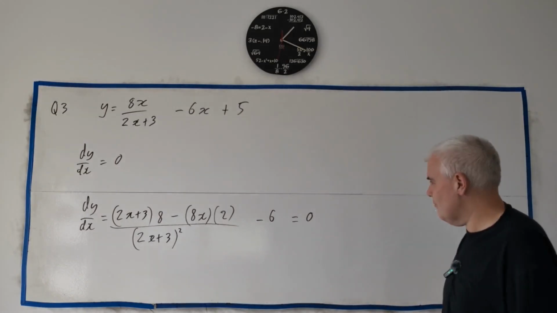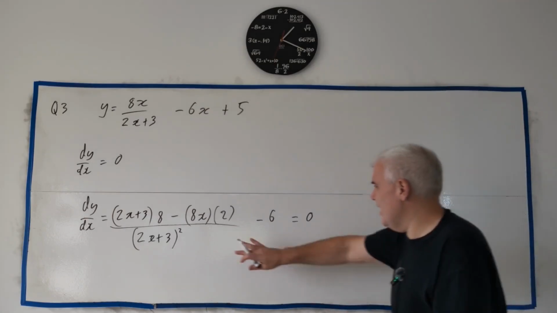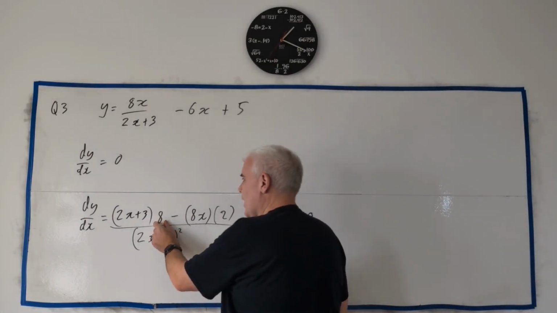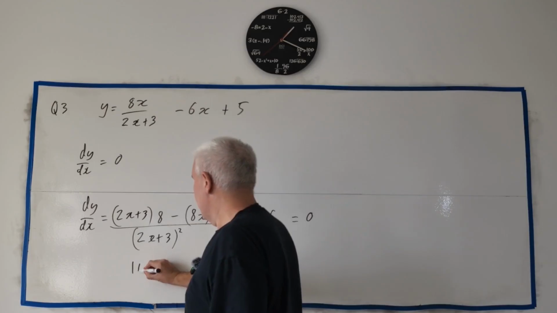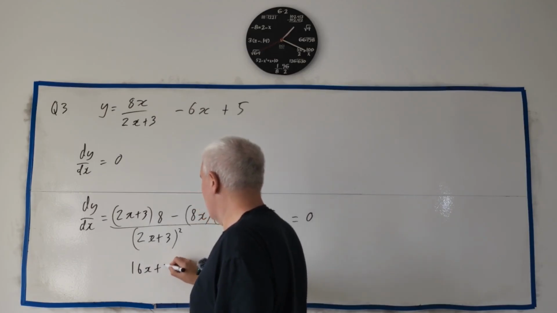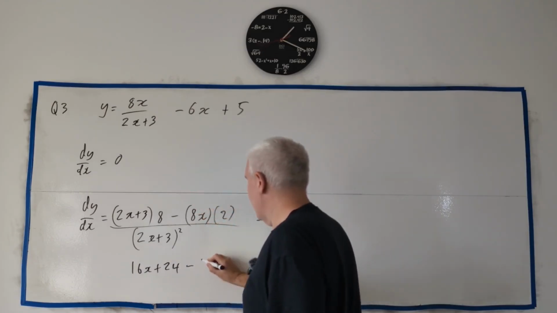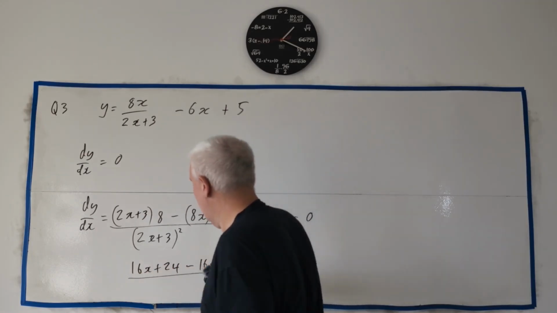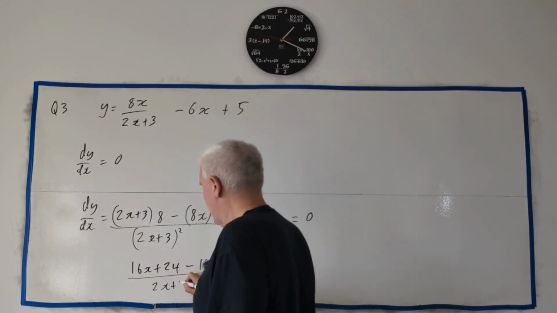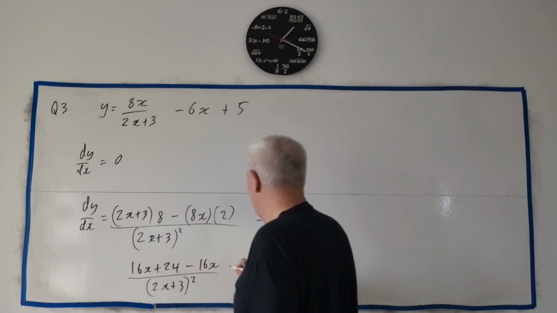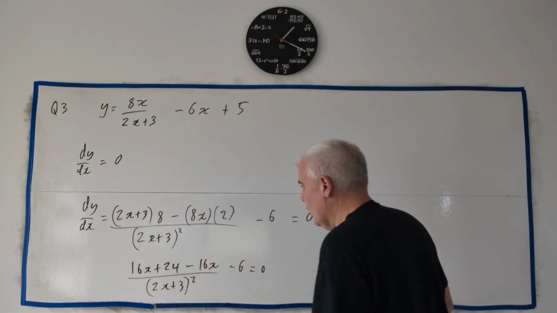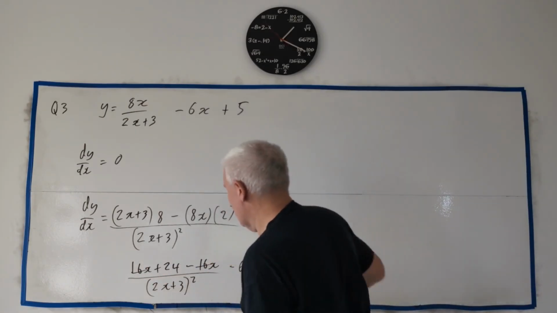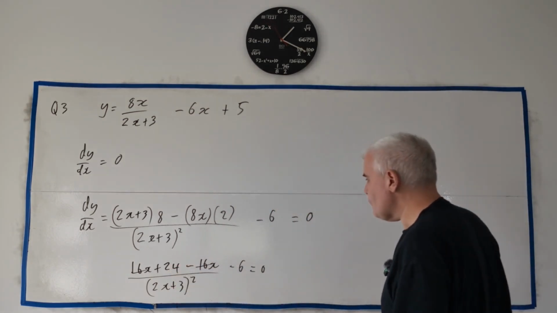So we're getting 2 answers. Okay, how do you do this? Well, let's clean it up first. This top row here, we have 16x. Well, let's write it all out: (16x + 24 - 16x) all over (2x + 3) squared, minus 6 equals 0. These 16xs cancel. We're just left with 24 up here.